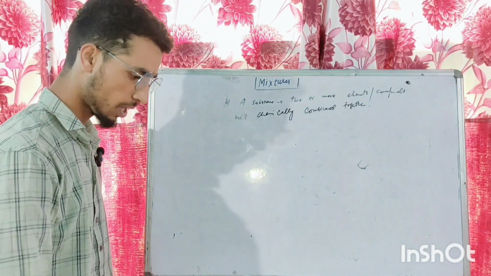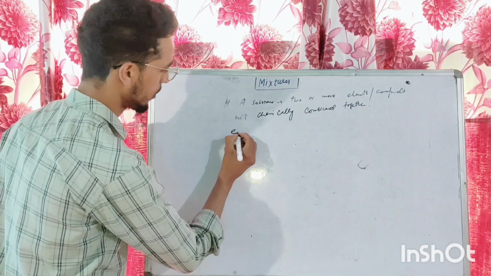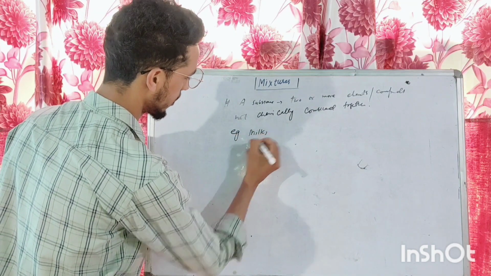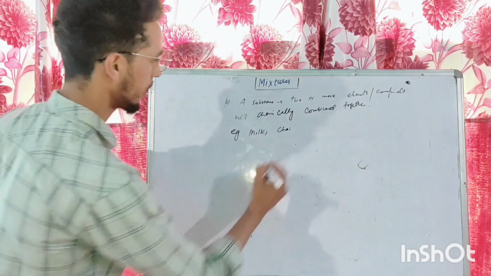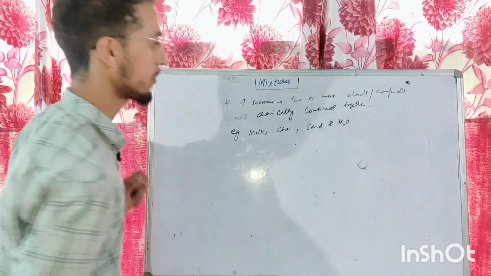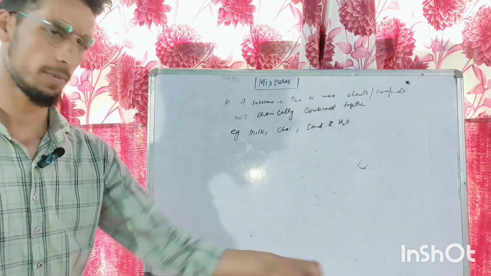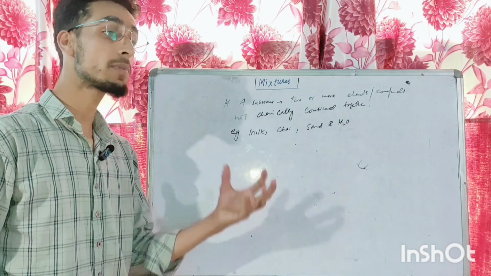These are called mixtures. Now, for example, we'll take an example of milk. We'll take the example of chai, simply namkeen chai, coffee, whatever. We'll take the example of sand and water. Can we separate sand from water? Yes, easily. By hand picking, we can separate it. So therefore, in this mixture, they are combined, but they are not chemically combined.